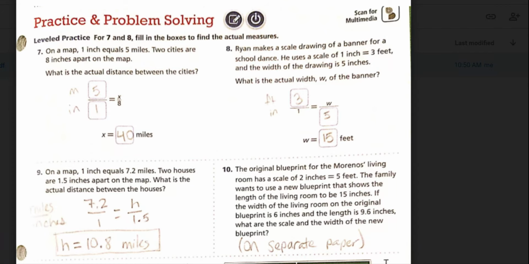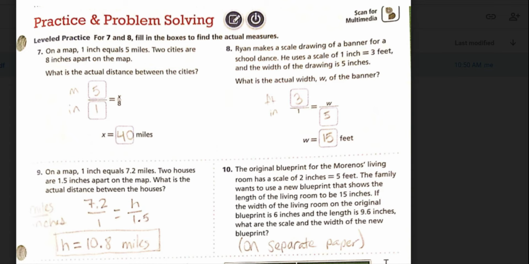Number 7, on a map, 1 inch equals 5 miles. 2 cities are 8 inches apart on the map. What is the actual distance between the cities? So again, I am going to label it. I'm looking at this number 8 here, and I'm saying, oh, okay, they're saying 8 inches, so I know 8 is the inches. That's how I knew to label my denominator inches. That means my numerator is the miles.